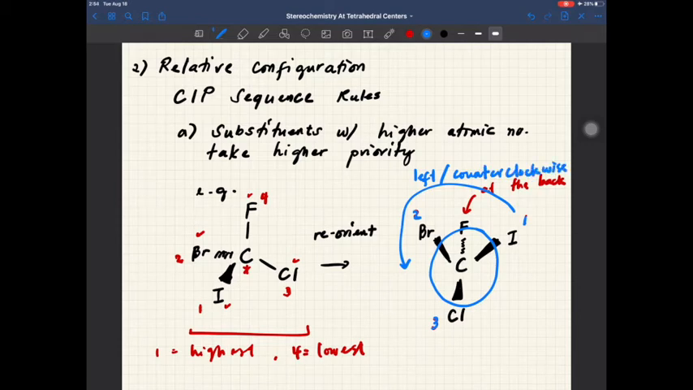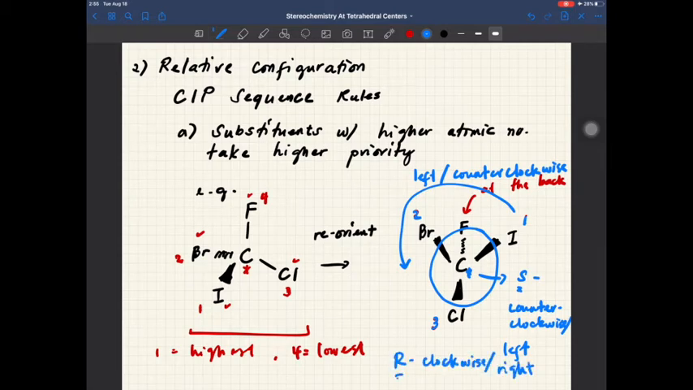If the substituents' priority numbers are oriented in a counterclockwise manner, the chiral center is designated as S. S for counterclockwise or to the left. On the other hand, if the priority numbers of your substituents are oriented in a way that it follows a clockwise manner, or the direction is to the right, that is designated as R, clockwise or to the right. It's very easy to remember: R for right.